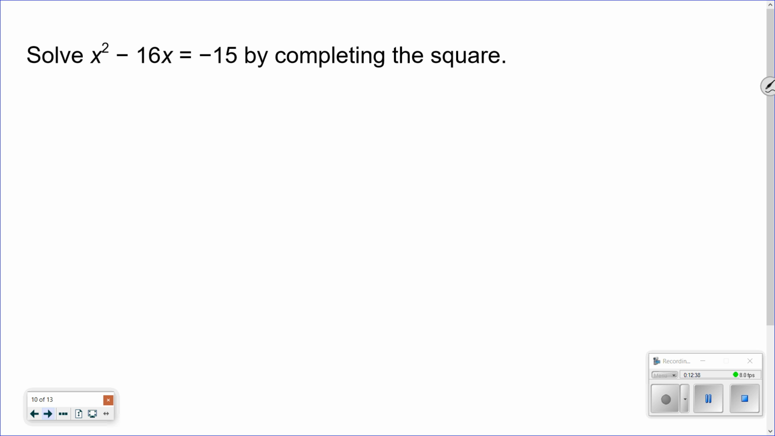Let's do this next one. Let's try one more, and then I'll have you try one on your own. Hopefully by then we've got it, and you'll be ready to go on the assignment.